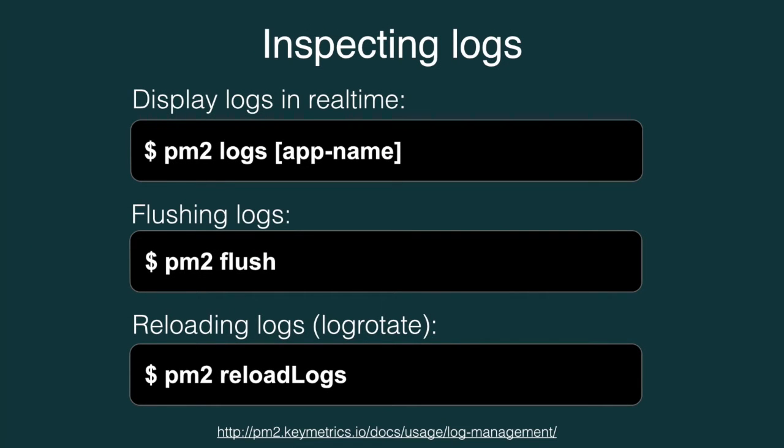After, we help developers and DevOps with managing logs. To display logs in real time, you just do PM2 logs, and you will see all the logs in real time. You can specify the name of the application. We also offer the PM2 flush command that will empty all your logs. It can be useful if your application throws a lot of logs every second. And you can reload the logs. If you use log rotate, you can use PM2 reload logs, so it will refresh all the log files.